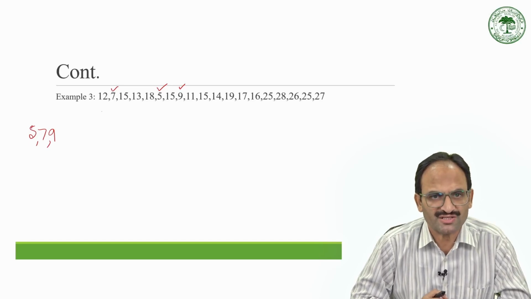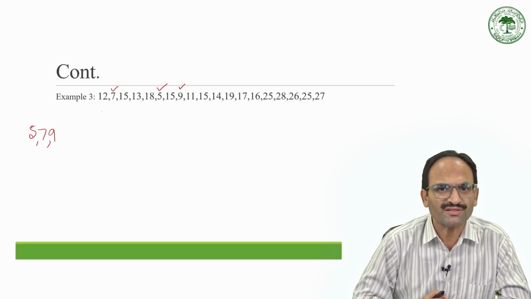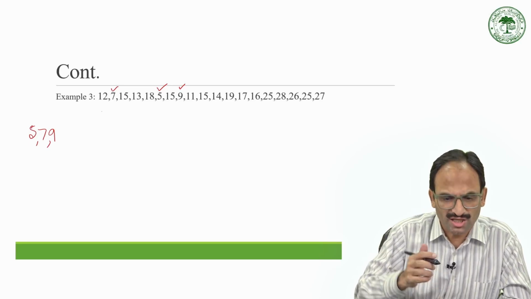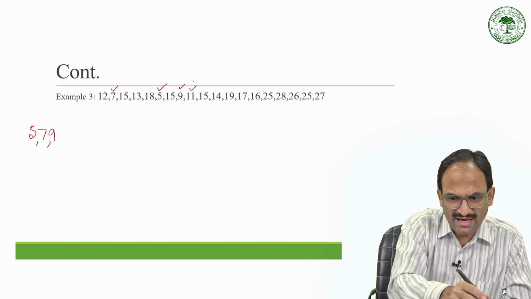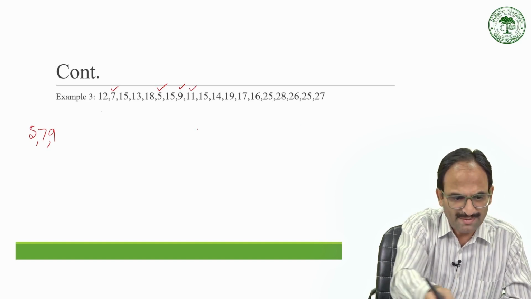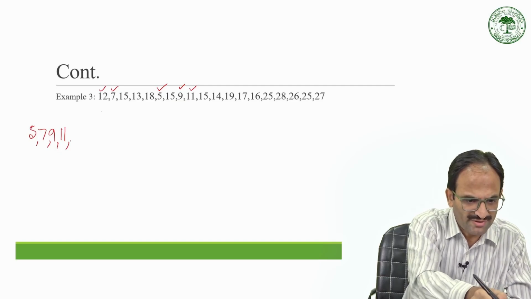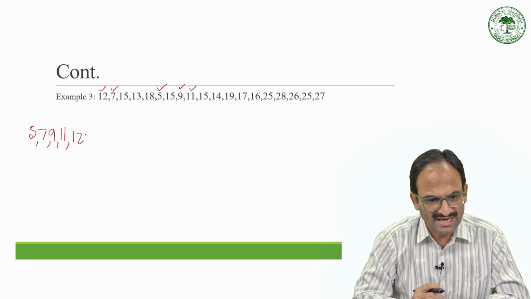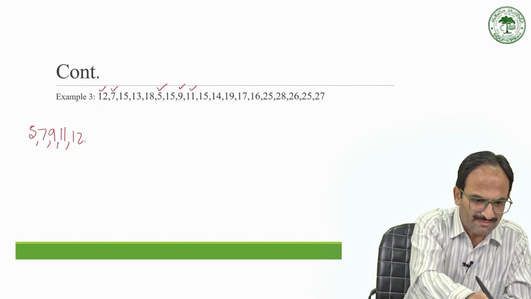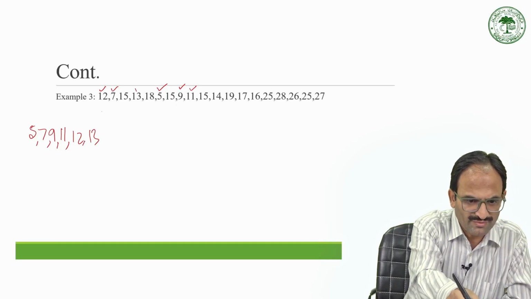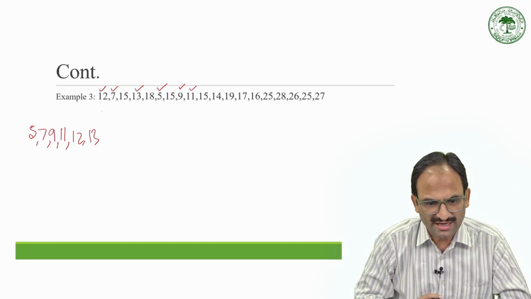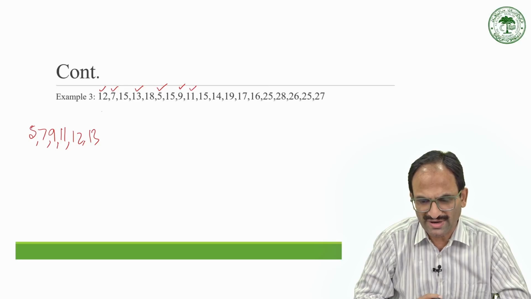So definitely it is only once. Then after 9, if you will see the data, you will find it is 11, and again 11 has appeared only once. Then comes 12. 12 also has appeared once. Then comes 13, and if you see, 13 again has appeared only once.